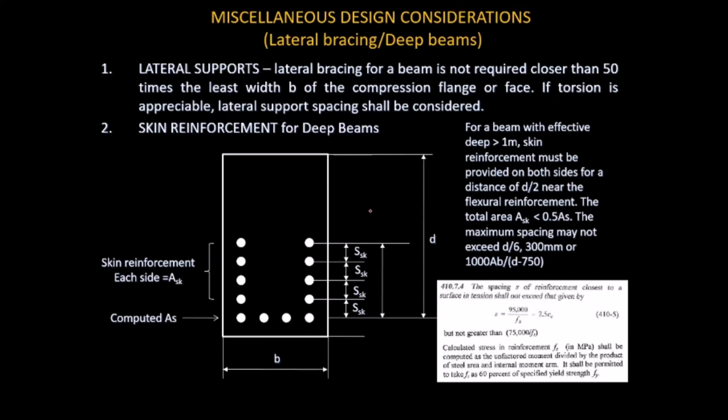Okay. Now, miscellaneous design considerations. Lateral bracings and for deep beams. We have the lateral support. Lateral bracings for beam is not required closer than 50 times the least width dimension B of the compression flange. Alam niyo kung ano yung compression flange. Kung baga ito yung beam, nandito ang compression flange at is subject to positive moment. Nandito yung positive. For example, flange or yung flange sections here. For example, o kahit na dito, kahit na rectangular beam lang siya.